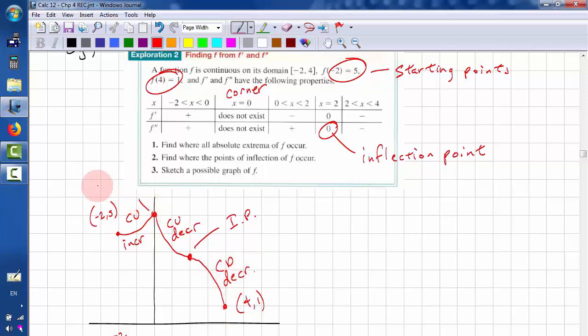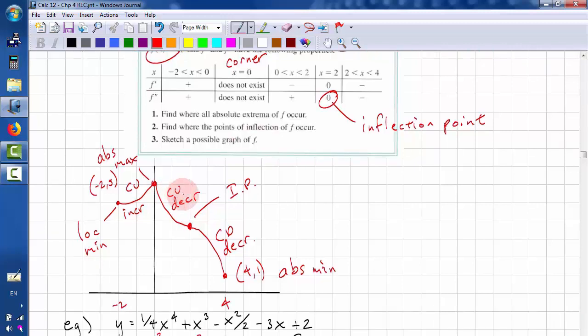This is an absolute max. This is an absolute min. This is a local min. Okay, it doesn't ask for a local min, but it asks for absolute extrema. And we found the inflection point and we sketched the possible graph.